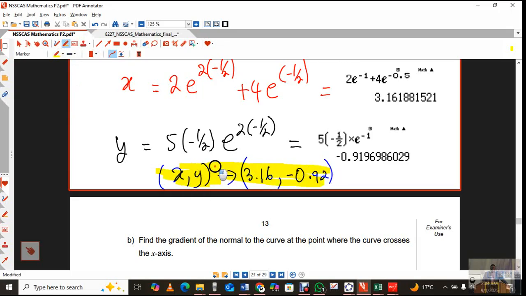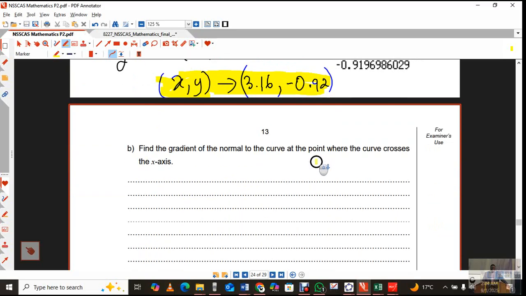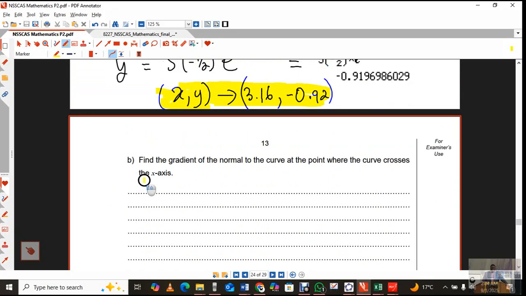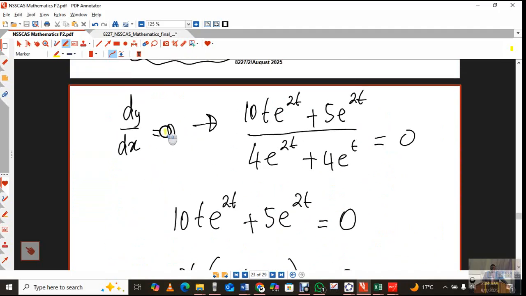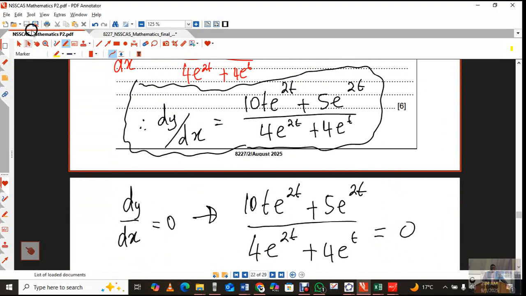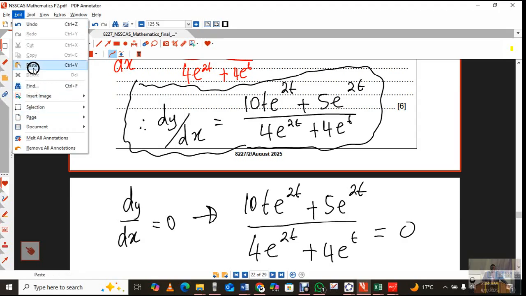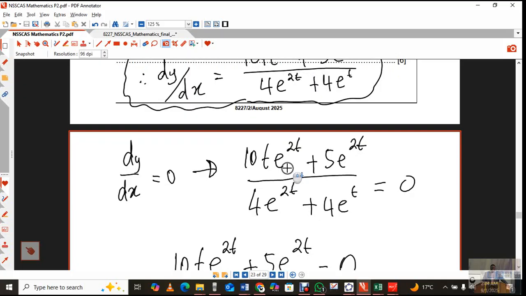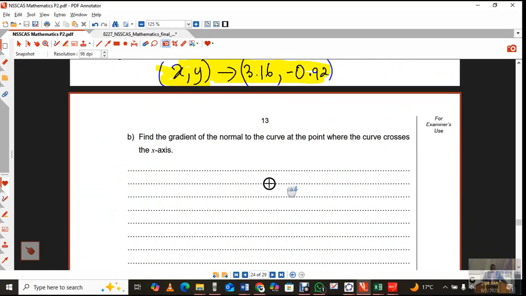Right. Okay. We are coping. It's horrible. Past 2 already. So part B of the question says we are supposed to find the gradient of the normal. Okay, so let's just bring our gradient function. Take a snapshot. Okay, it's horrible, but I'm just going to bring it.